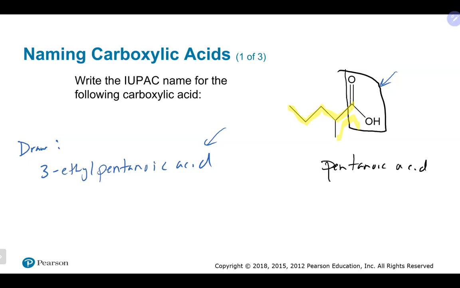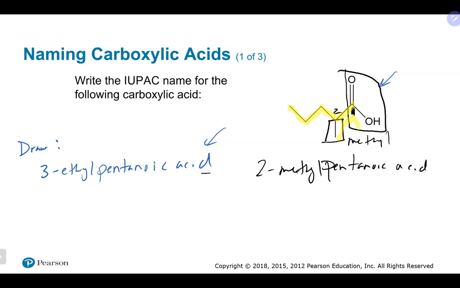This would definitely be carbon number one here, and that would be carbon number two. And at carbon number two, there's just a blank line, which in line structure is a methyl group. As we talked about, there's a carbon at the end of it and three hydrogens. So that would give us 2-methylpentanoic acid. Any questions on that one there?